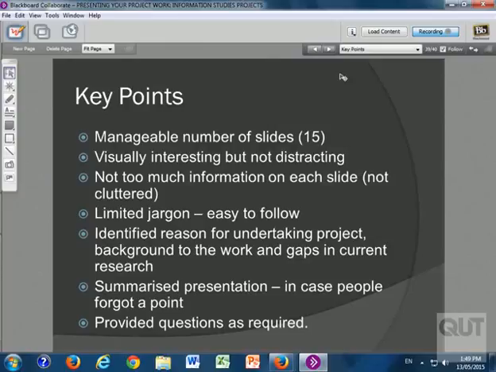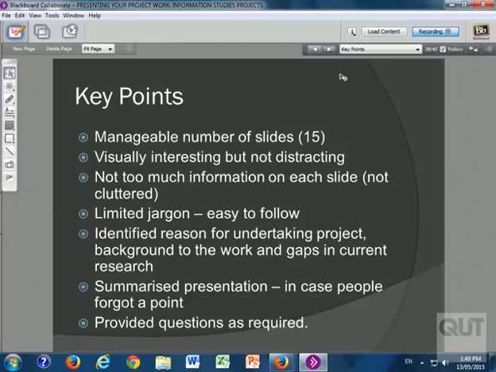A manageable number of slides. I've put there in brackets 15. You have 15 to 20 minutes. You have to decide for yourself how many slides is manageable. If I've got 15 to 20 minutes, there might be enough information on one slide that I want to spend 3 minutes on it. Then that's fine. You're only going to be spending then 5 or 6 minutes on each slide.